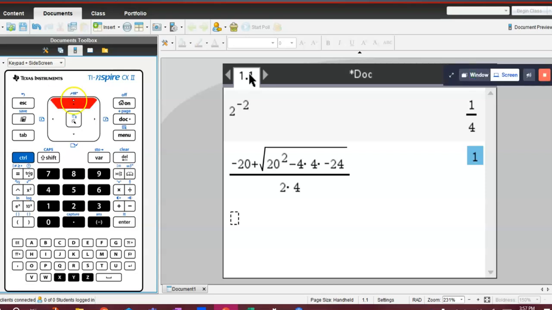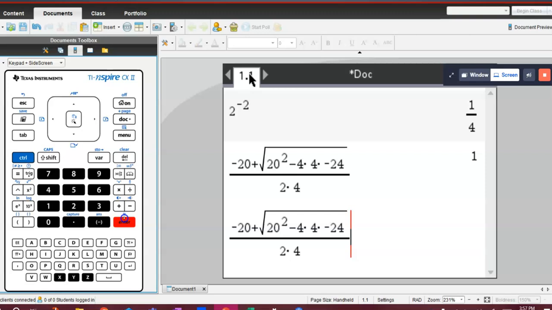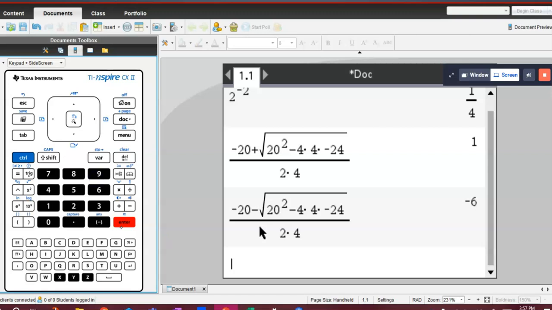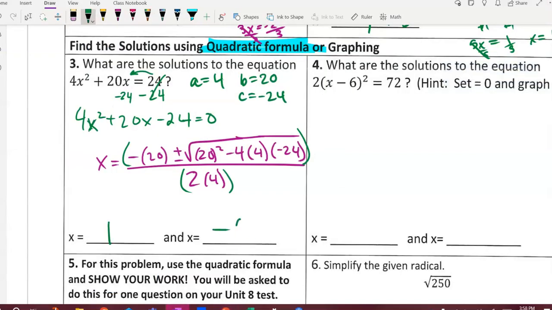We can go back, highlight it, copy it, and change to our minus version. So our two solutions are 1 and negative 6. All right.